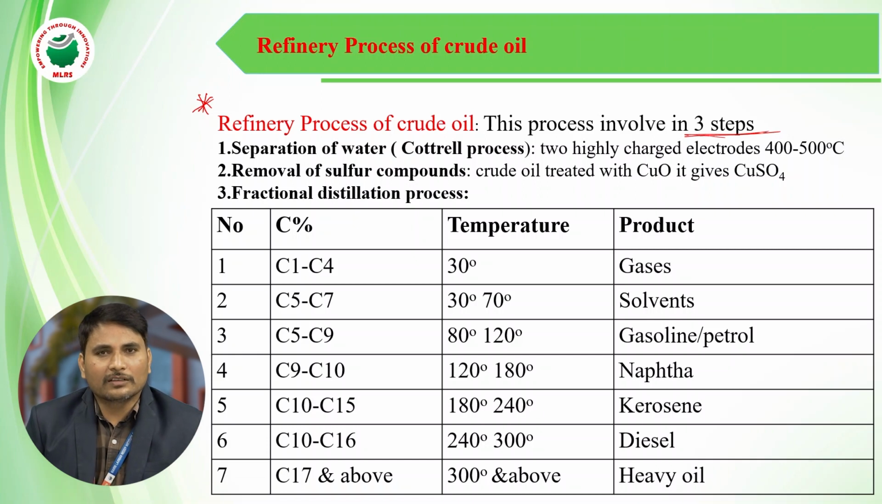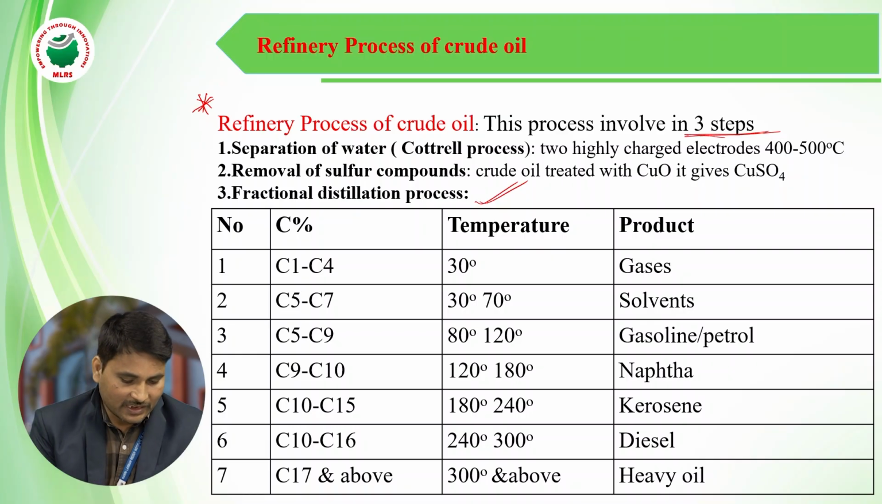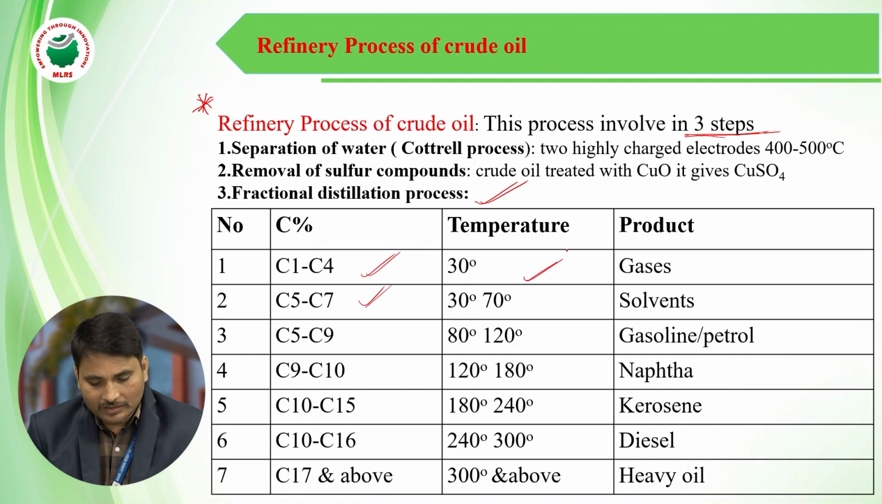The removal of impurities and water we call the pre-treatment method, so we have done some pre-treatment before the main step. After that comes the fractional distillation setup. According to their boiling points, the vapors condense and we get some fractions. Based on chemical composition, carbon percentage and temperature, this table explains what kind of product we get.